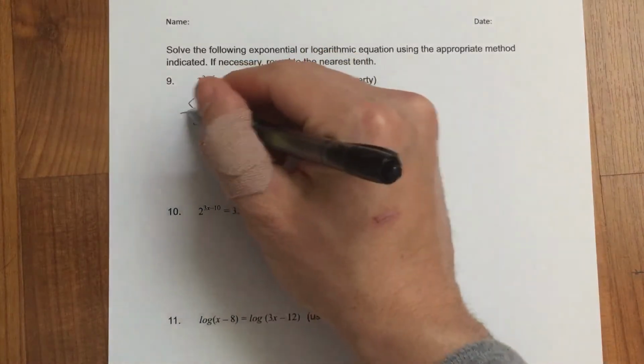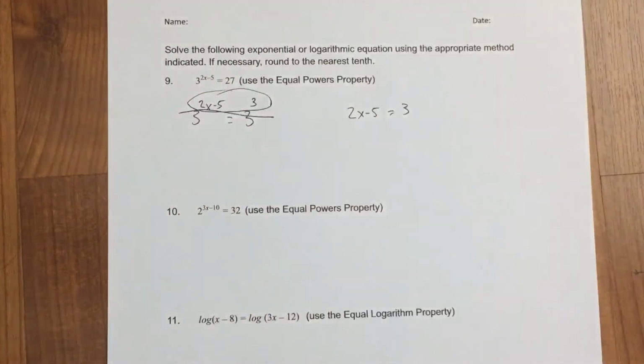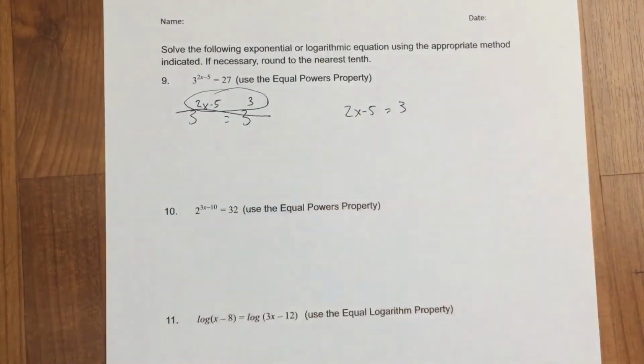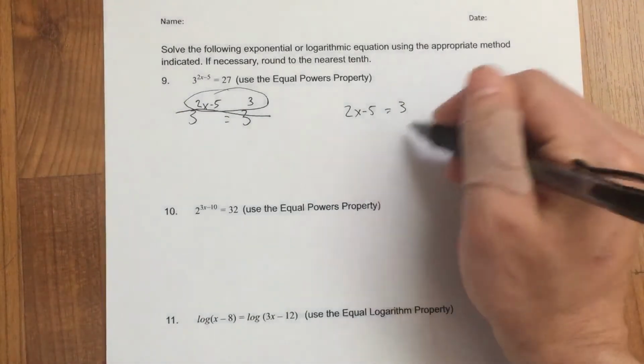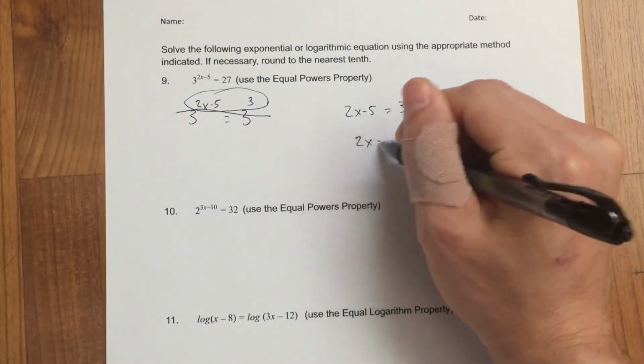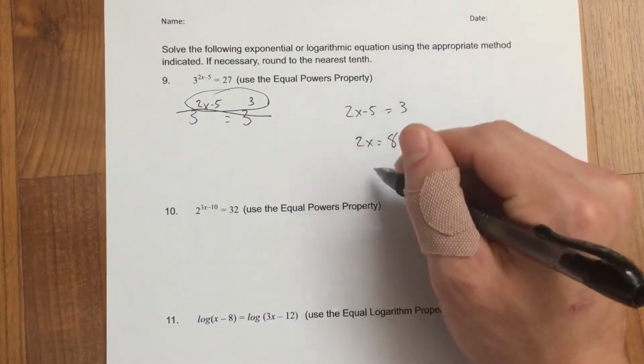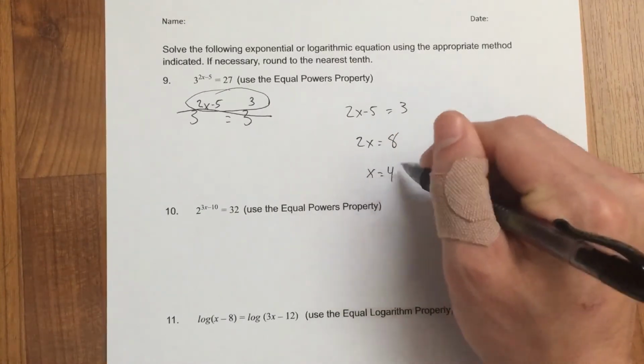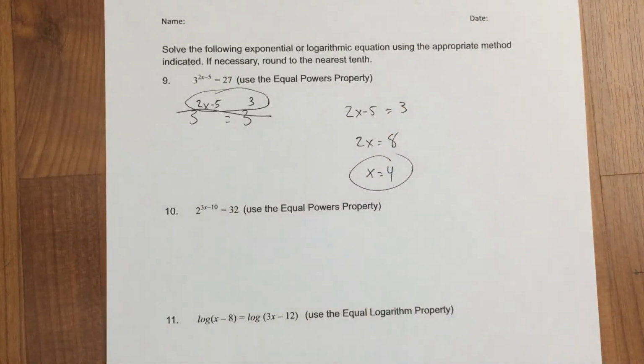Conversely, I could also say they just cancel each other out and the exponents drop down. But now we solve this like an algebraic equation. We add 5 to both sides, get 2x equals 8, divide by 2, and you get x equals 4.